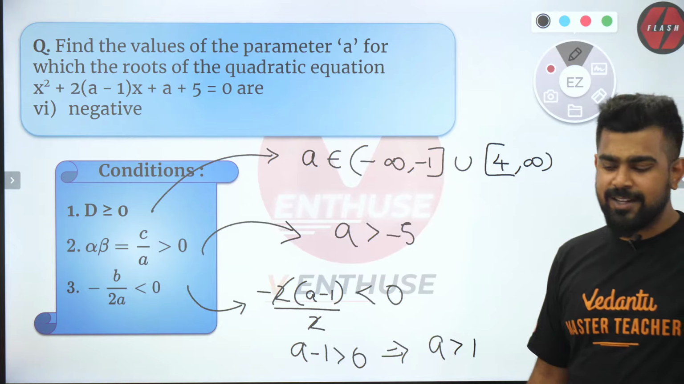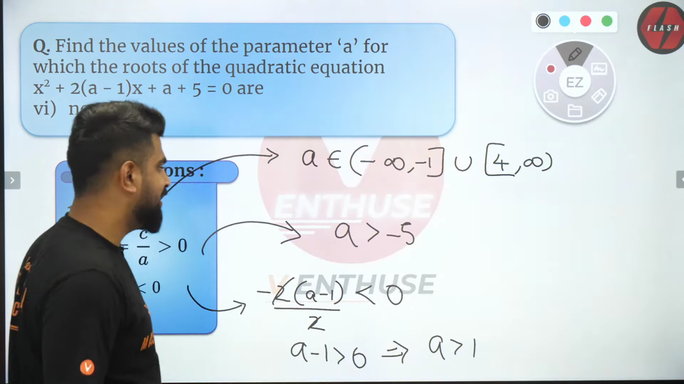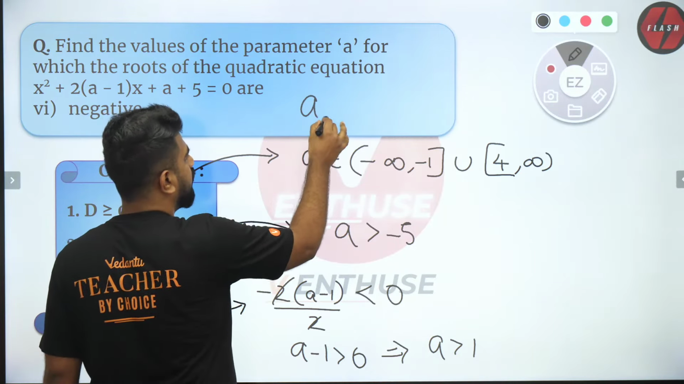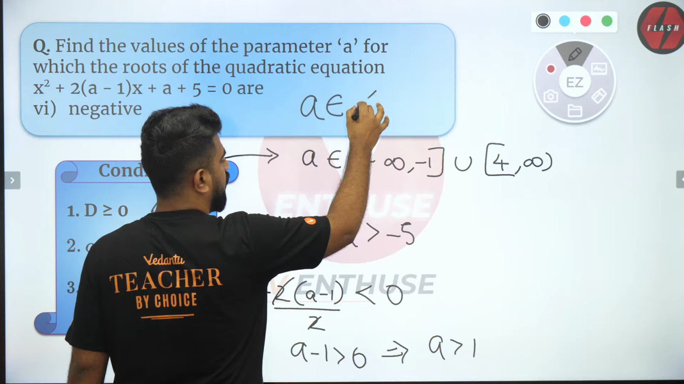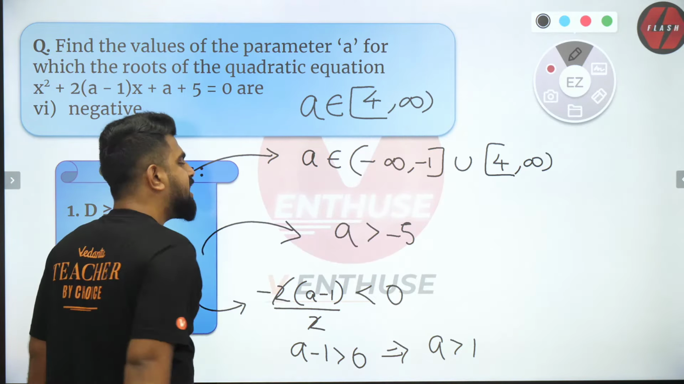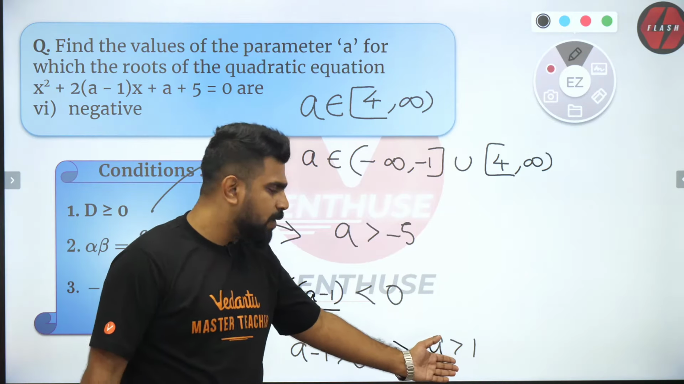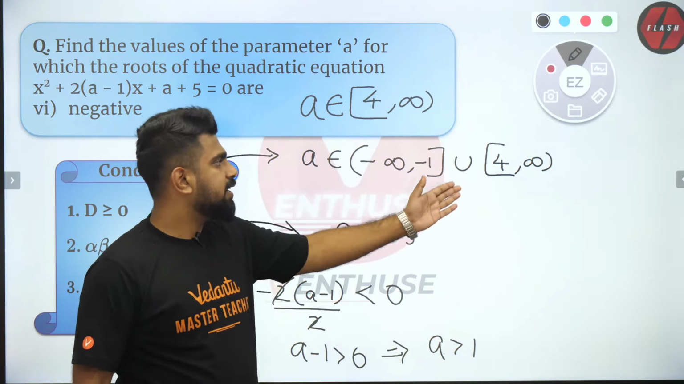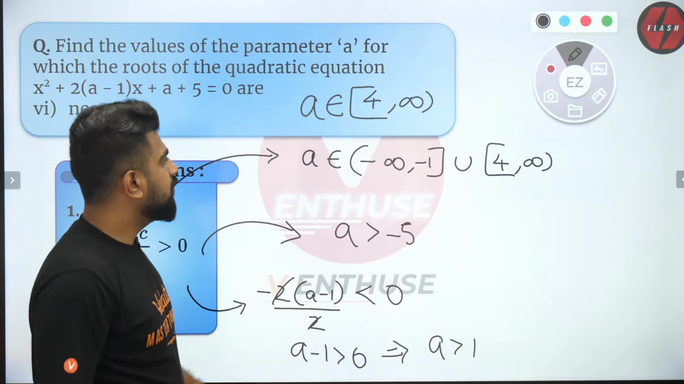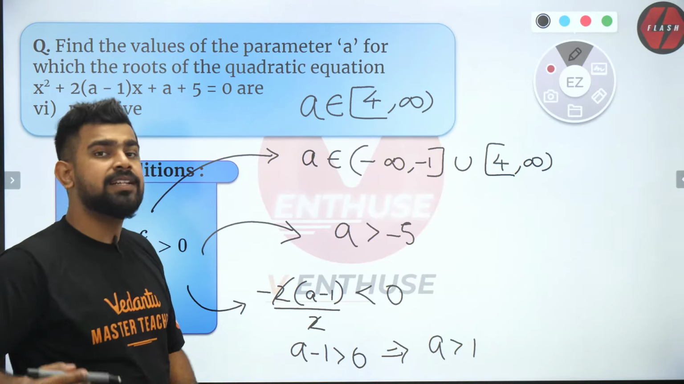Flooded, guys. Flooded with thumbs up and your answers. Okay, so let me break the surprise. The answer is A belonging to (4, infinity). This will be the answer for this question because A is greater than 1 and this will be the common place. Got it? If you're not able to follow it, what I would suggest is to mark a number line.